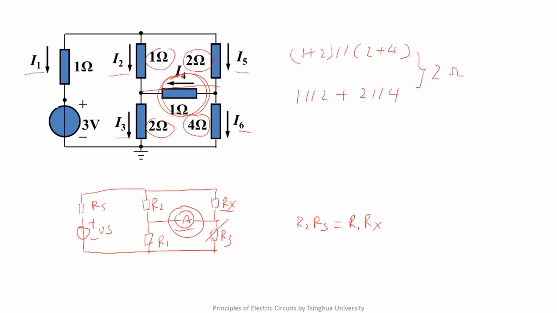So we can observe the reading of the ammeter while adjusting the value of R3. When it meets this condition, the reading of the ammeter is 0. So we can know Rx is equal to R2 times R3 over R1. This is a bridge which is very important for the measurement of the resistance. Okay, that is the end of this lecture.